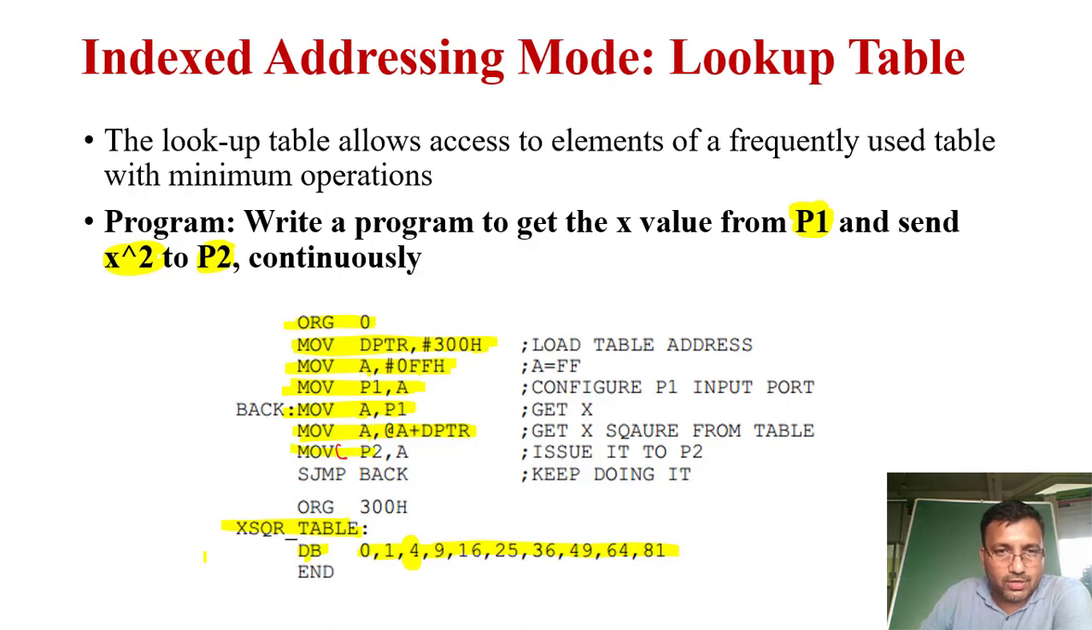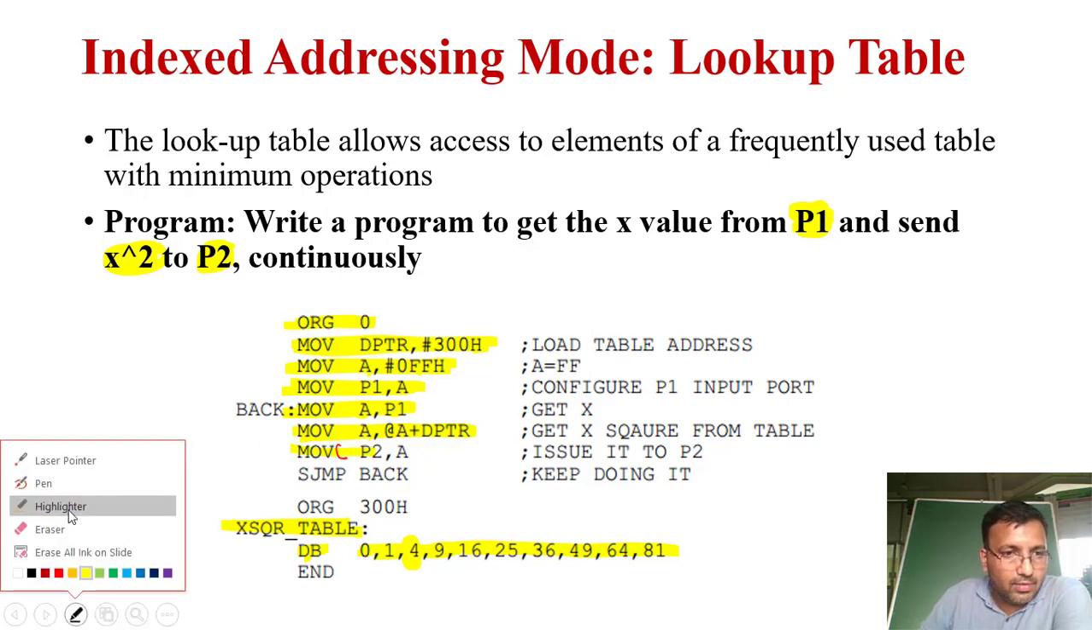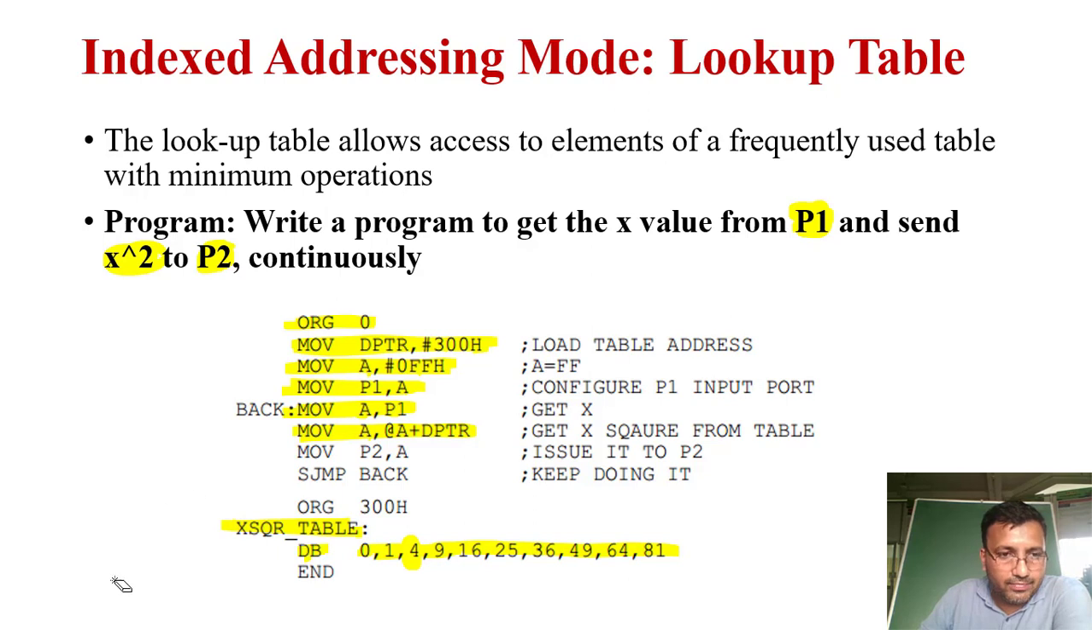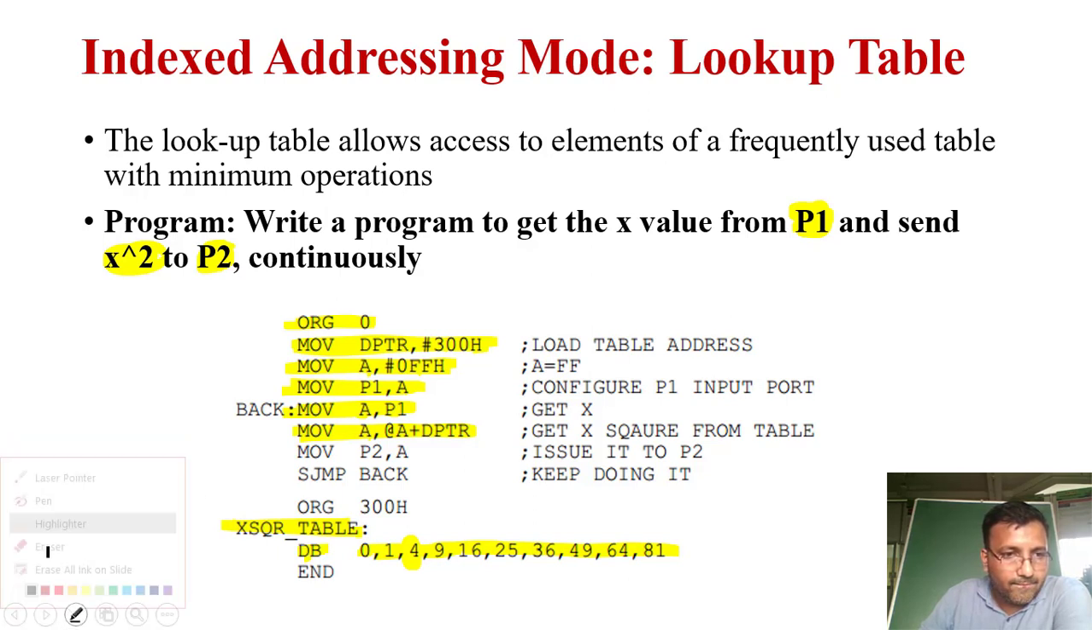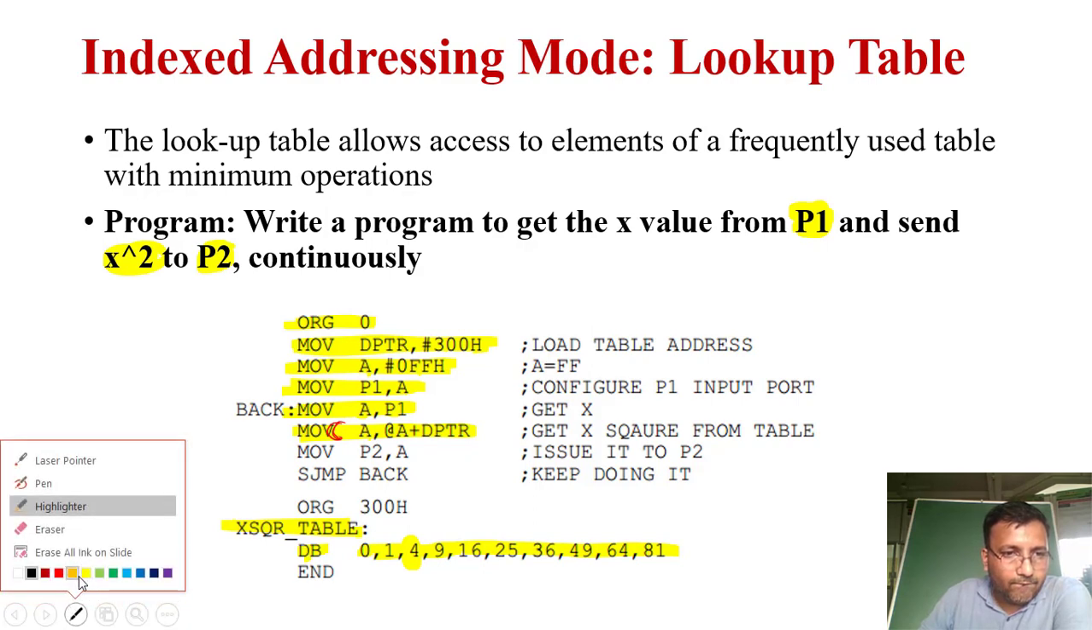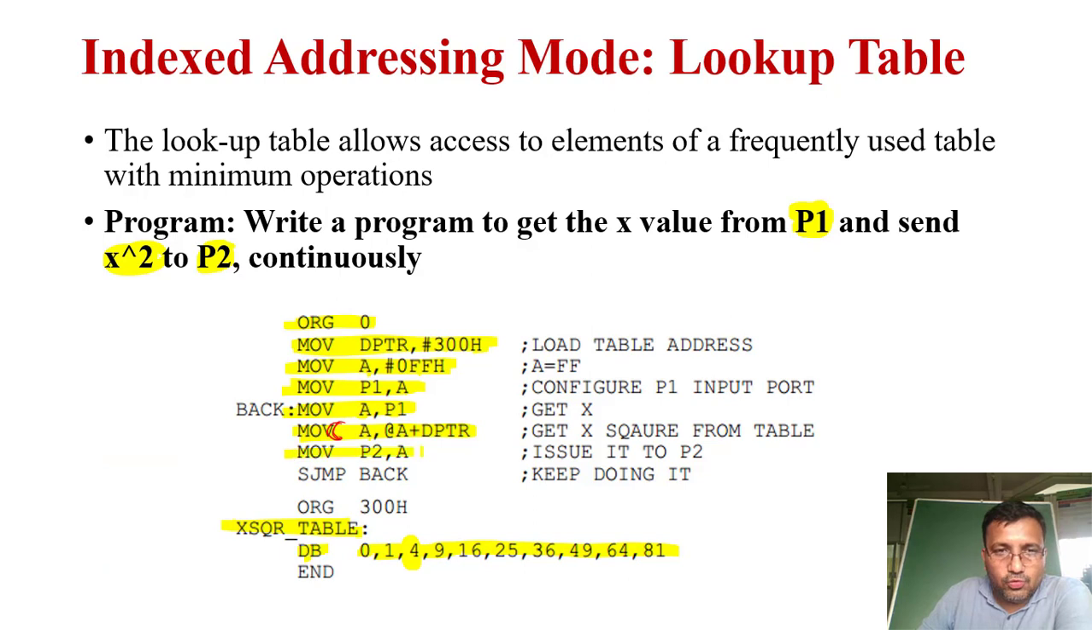Sorry, MOVC is upward. This MOVC is required here: MOVC A,@A+DPTR, and again MOV P2,A. This will move the value to P2, then jump back, so again it will repeat the steps. So this is how to get the square of a number.